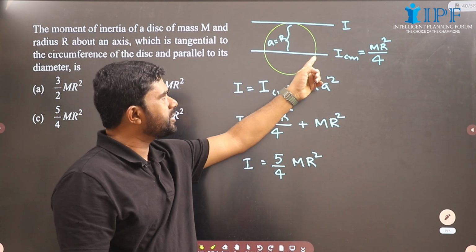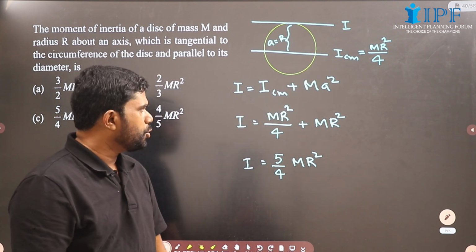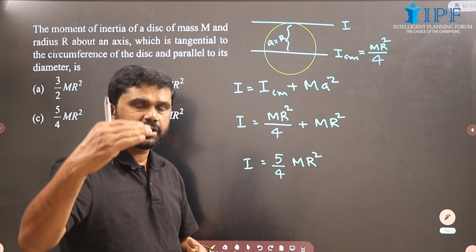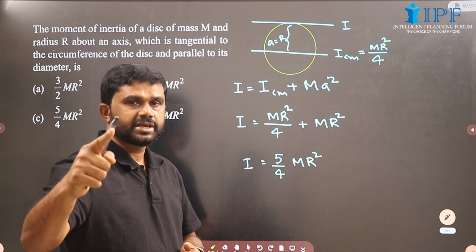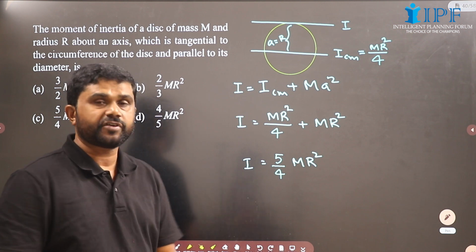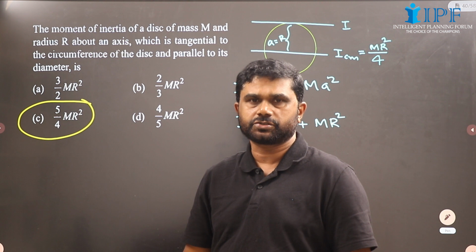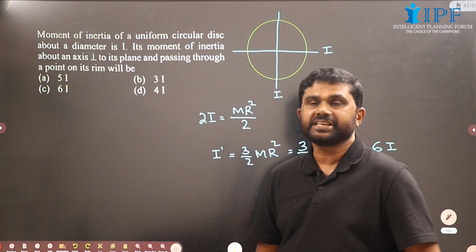Okay, this is a diameter. The moment of inertia about a diameter is mr square by 4. So mr square by 4 plus m a square, what is this a? That is the perpendicular distance between the two axes. Here it is capital R. So we will get 5 by 4 mr square. So 5 by 4 mr square. Okay. Now let's see the next question.